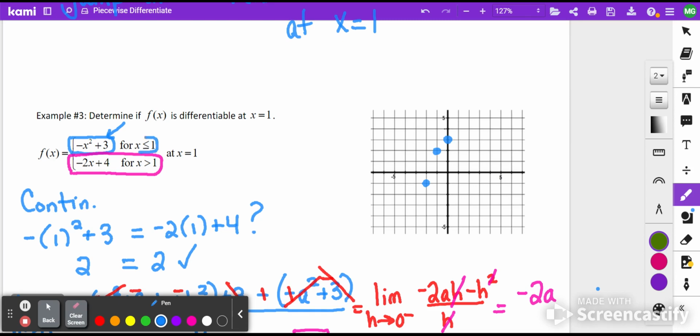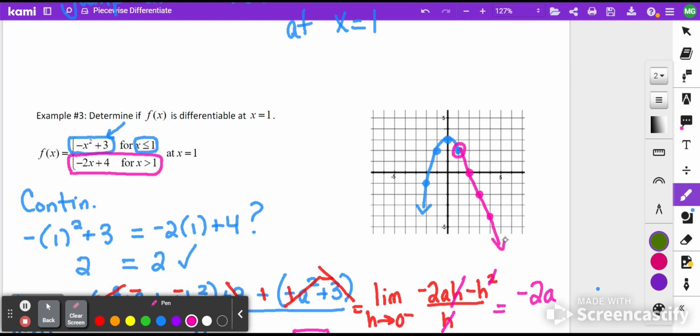Notice that it goes up to and includes 1 for the domain. So we'll have a closed circle here. This is our first function. And our second one, negative 2x plus 4. So negative 2 times 1 is negative 2, plus 4 is 2. So that shows the continuity. And then the slope is negative 2. So down 2, right 1, down 2, right 1, down 2, right 1. We could do that all day. And it looks like this.